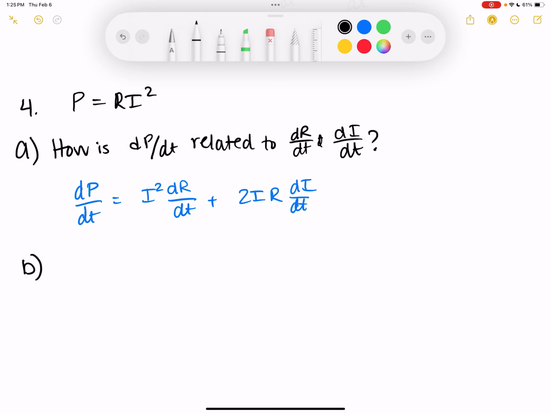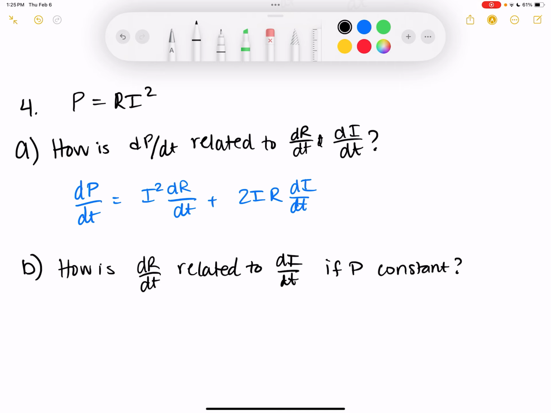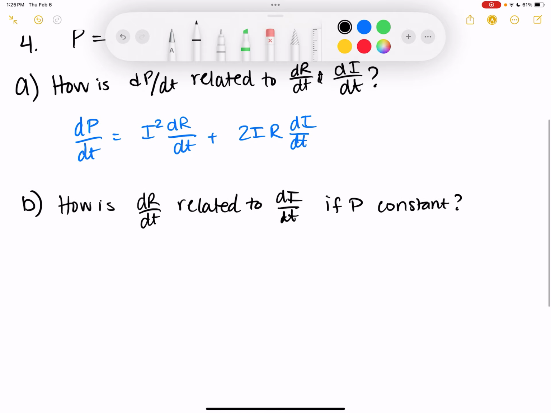Part B. How is dr dt related to di dt if P is constant? So basically, what changes? We don't have dP dt anymore, we just have 0.